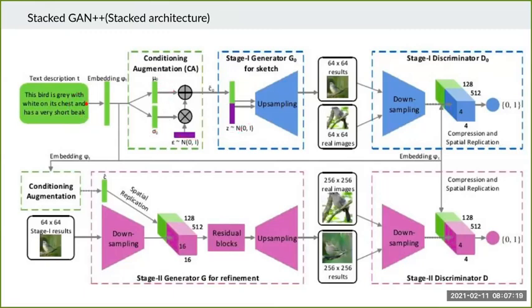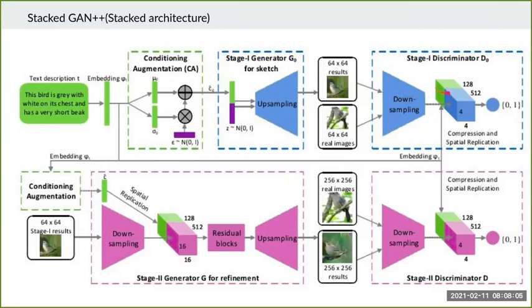The text description is first passed through an encoder, and then conditional augmentation is performed using a noise sample from a normal distribution. This information related to the text description is then concatenated, or stacked, with the noise that has been sampled. And then this is passed through an upsampling block to finally generate an image of 64 by 64. This is then passed on with the real data to the stage-one discriminator to see if the discriminator can find the difference between the real image and the synthetic image or not.